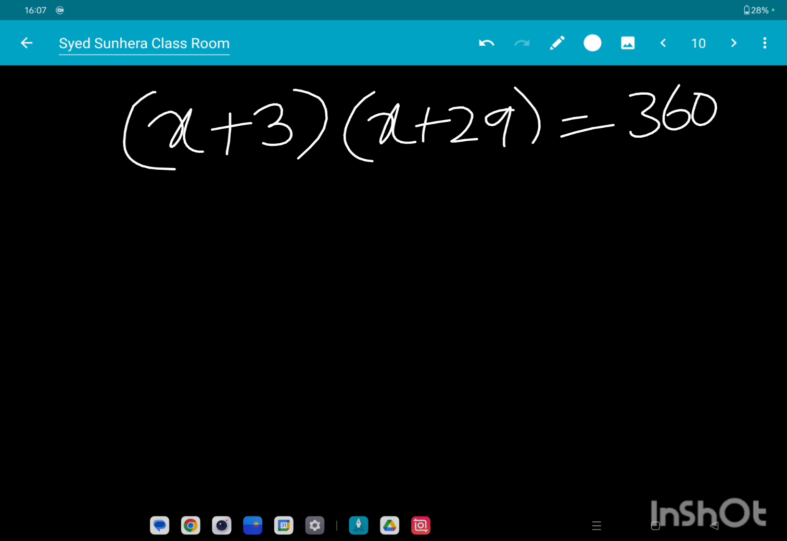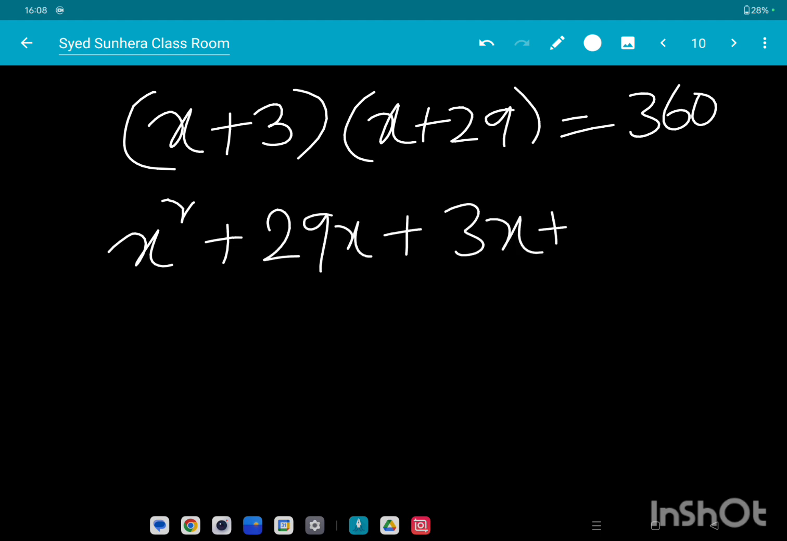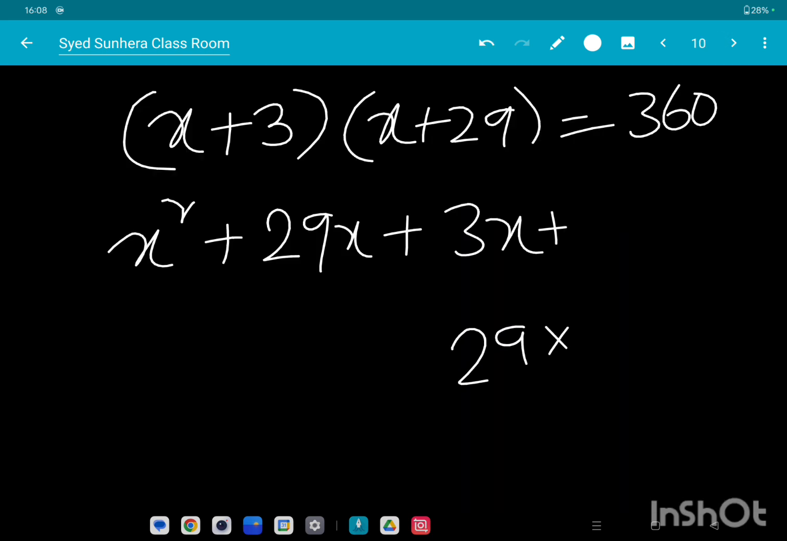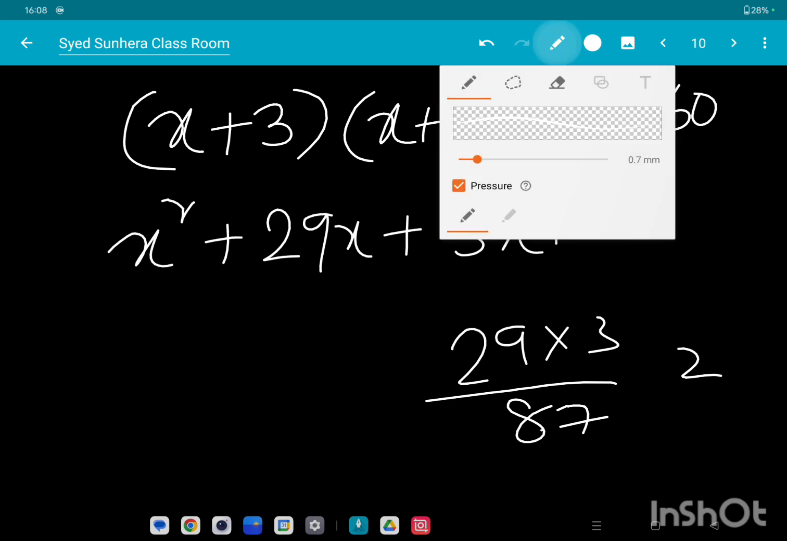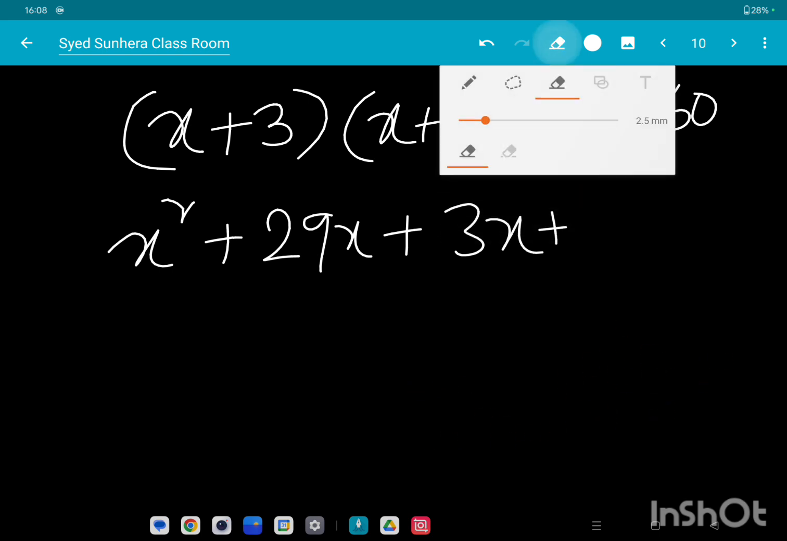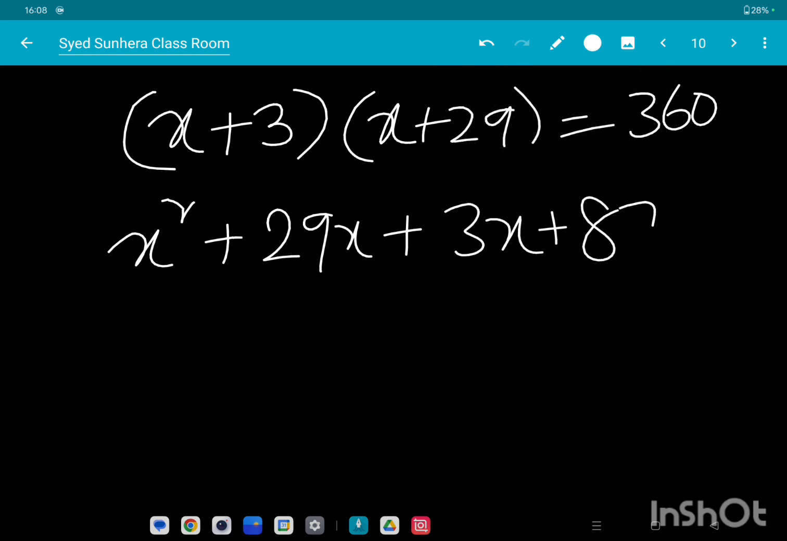Now we need to find the quadratic equation from this equation. x into x, x square, plus 29x plus 3x plus 29 into 3. 3 9s are 27, 3 2s are 6, so 87. It is 87 equals 360.